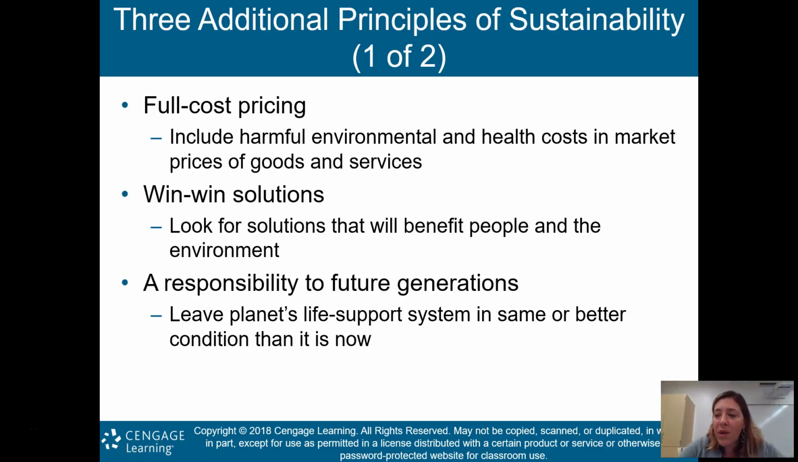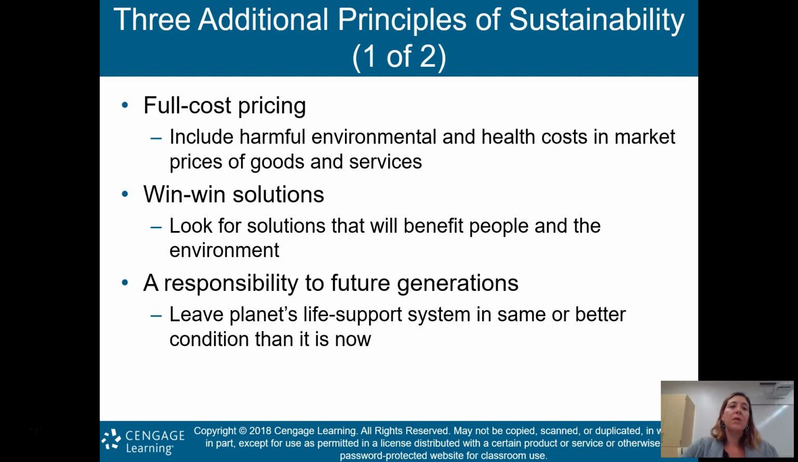In this video, we are continuing our discussion of Chapter 1 and sustainability. In the previous video, I talked about 3 principles of sustainability, which were biodiversity, reliance on solar energy, and also the importance of nutrient cycling. Here, we're looking at 3 additional principles of sustainability. And these can be used to think about how we can create a more sustainable future.